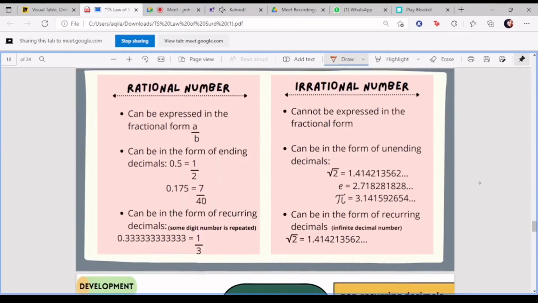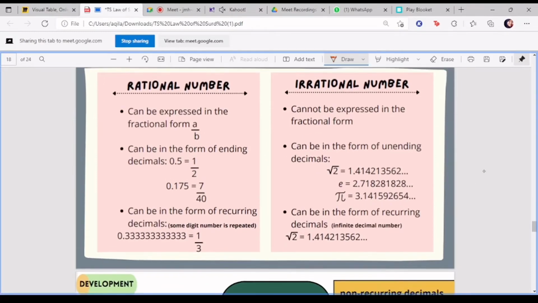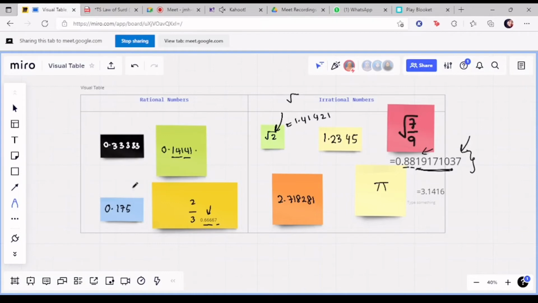So basically, this is what you learned just now from the table. The rational number can be expressed in the form of a fraction, which means that it can be in the form of ending decimals. For example, please take a look at this. Okay, so we have 0.175. Do you think that it has unending decimals? No. Why? Because we can convert it to a fraction. Yes, correct. We can convert it into a fraction. For example, we get 7/40.